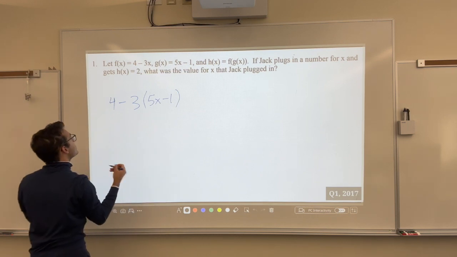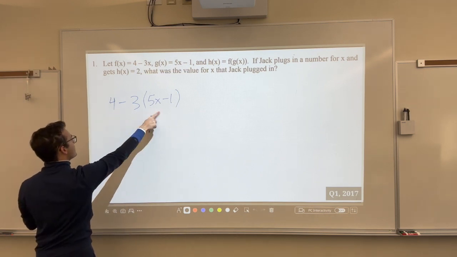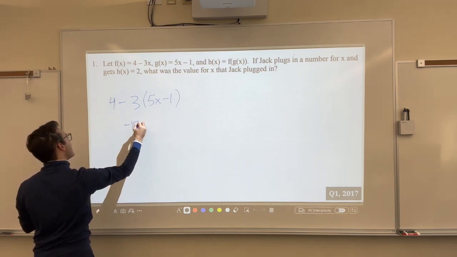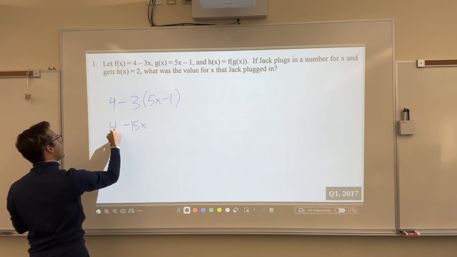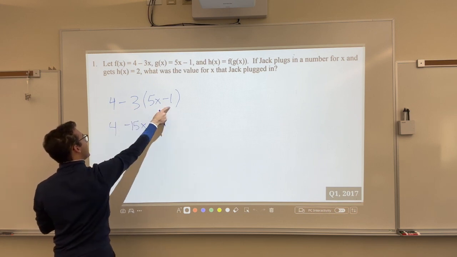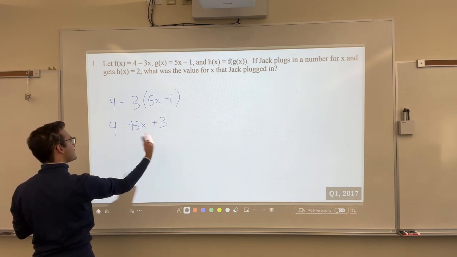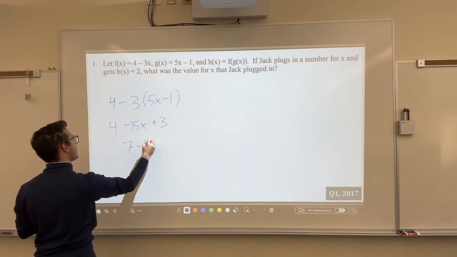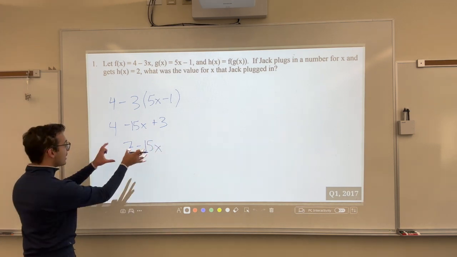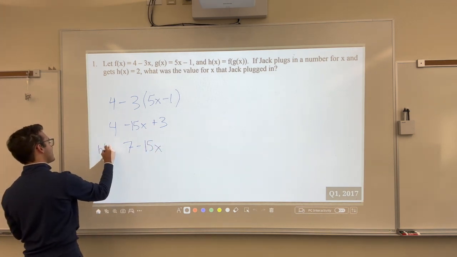And from that point, we distribute. So the negative 3 to the 5x is negative 15x. We'll keep the 4 there. And then distribute the negative 3 to the negative 1, and we get positive 3. So we have 4 minus 15x plus 3, and that becomes 7 minus 15x. So we have solved for h of x. This is h of x.